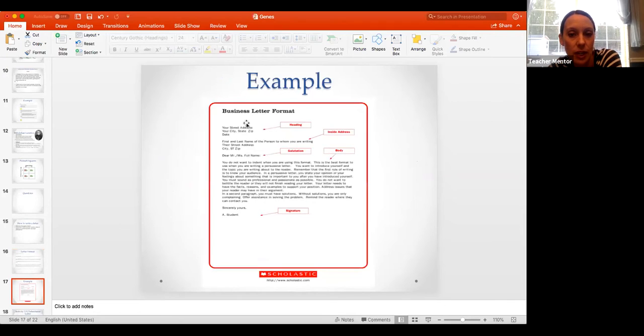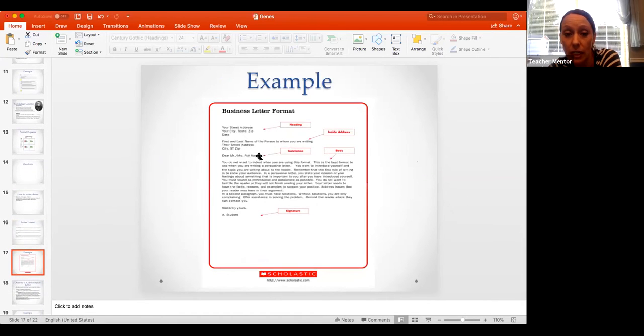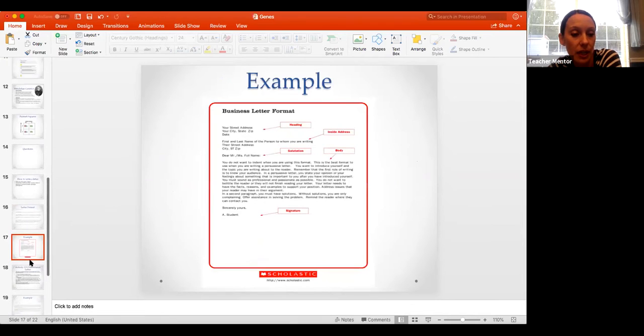This gives you another type, showing you how that format is. As we write letters, sometimes they're more formal, as we see here, and other times they aren't.